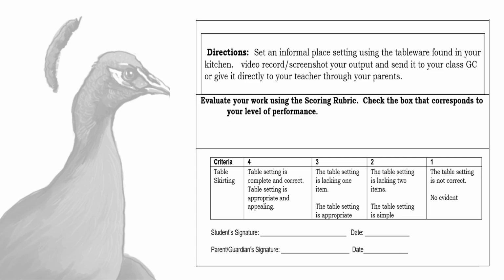So here's the criteria. We have 4, 3, 2, 1. For table setting, for 4 points, table setting is complete and correct. Table setting is appropriate and appealing. For 3 points, the table setting is lacking one item. The table setting is appropriate. For 2 points, the table setting is lacking 2 items. The table setting is simple. And for 1 point, the table setting is not correct. No evidence. So, you need to sign together with your parents.